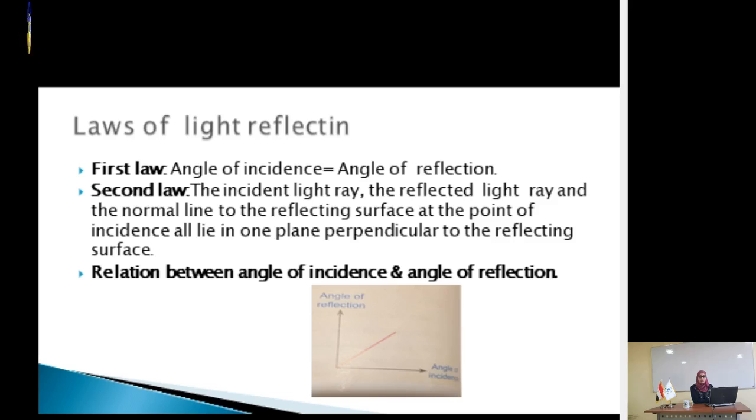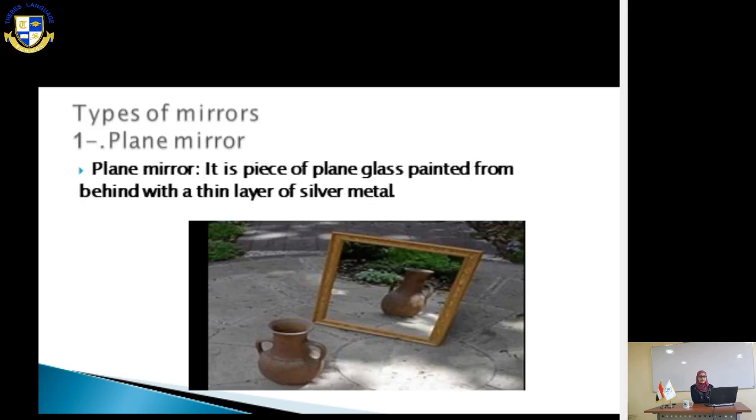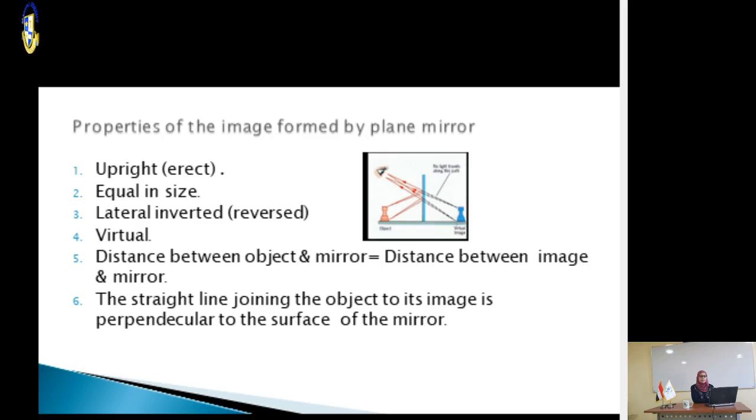Slide number 4. Types of mirrors. Now we are going to take the types of mirrors. There are two types. The first type is called the plane mirror. What is a plane mirror? It is a piece of glass painted from the outside with a thin layer of silver metal. Slide number 5. Properties of the image formed by the plane mirror.